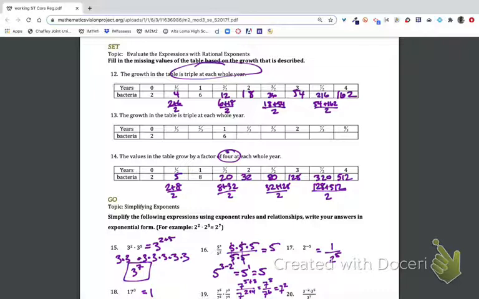The same process for number 20. 3 to the negative second times 3 to the fifth would be 3 to the third over 3 to the seventh. 3 to the 3 minus 7 would get me 3 to the negative fourth. And just like in number 17, I've got a negative exponent, so I flip it and change the sign.